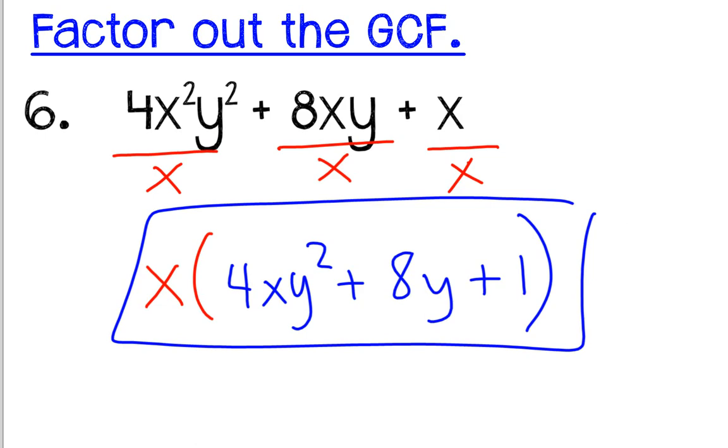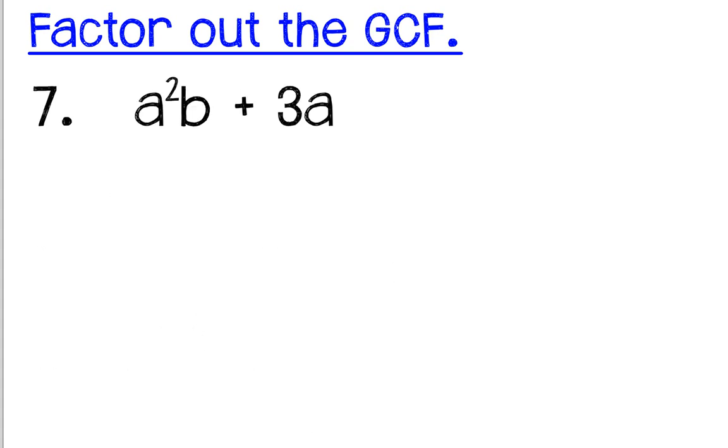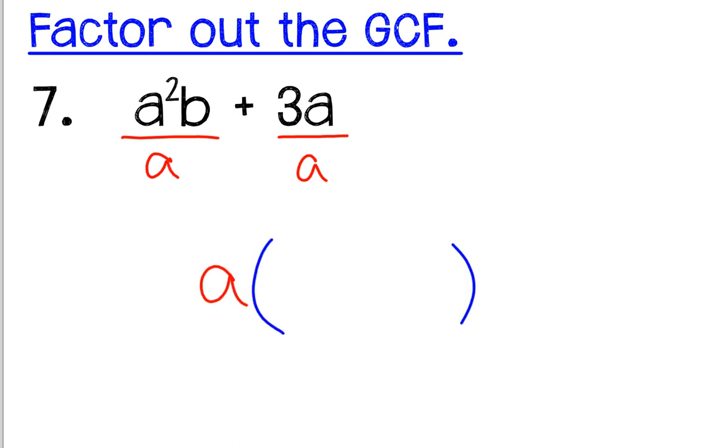Alright, take a look at these last 4 and try them on your own. Pause the video. I'm going to solve them for you now. This has a GCF of only a, and the product here is a times the quantity ab plus 3.